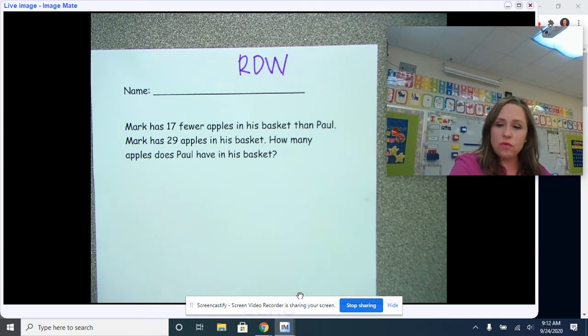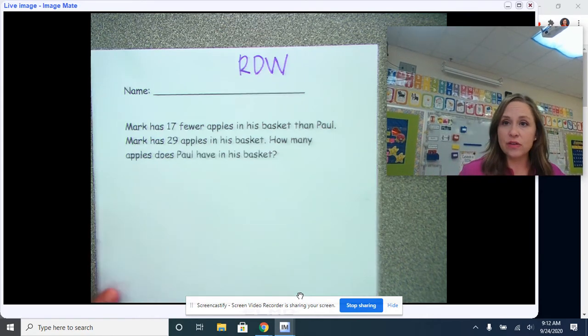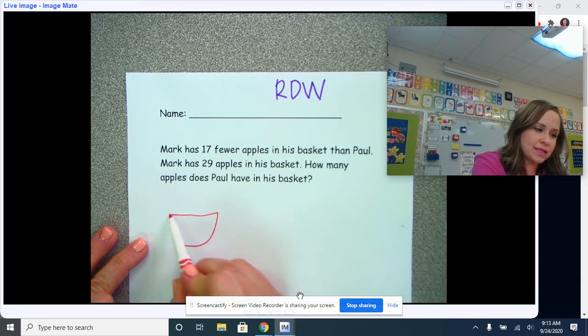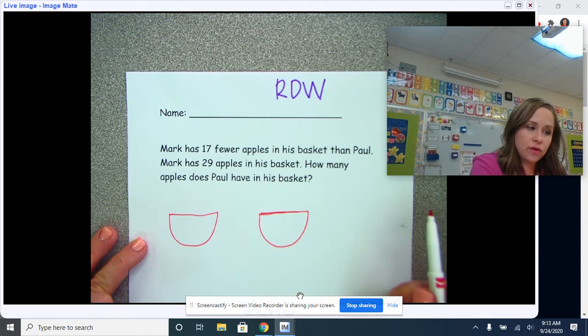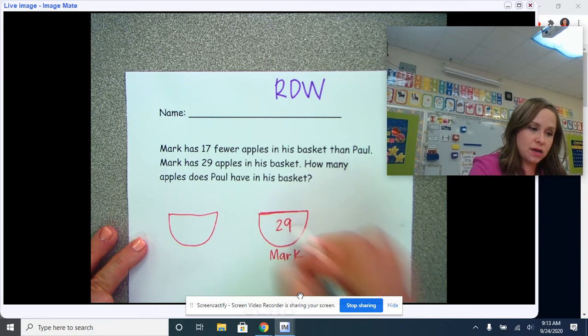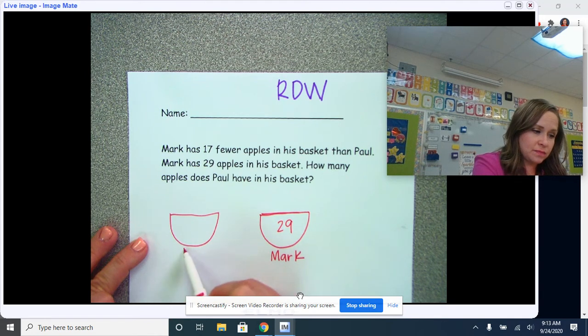So 2 things. I read it twice. I like to draw a picture of what I'm imagining. This relates to the visualization reading skill that we talked about. I imagine that there are 2 baskets of apples. I know that Mark's basket has 29, and I don't know how many are in Paul's basket.